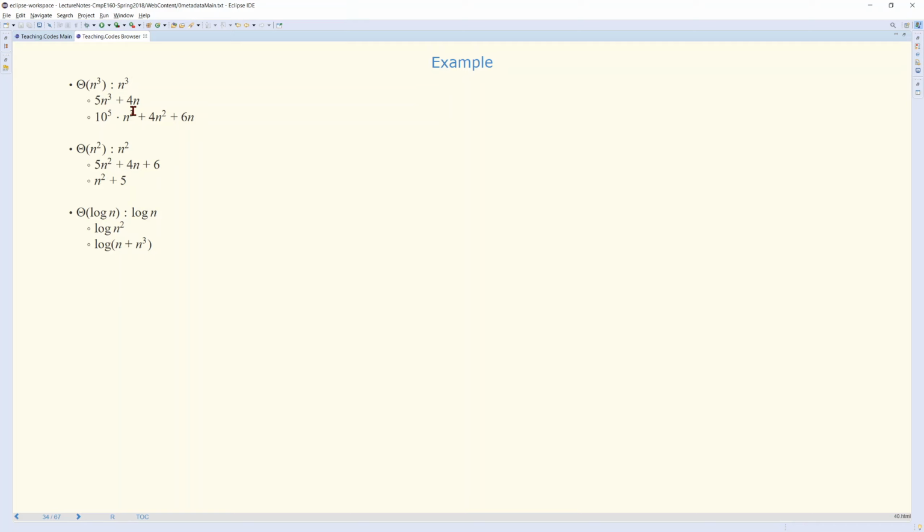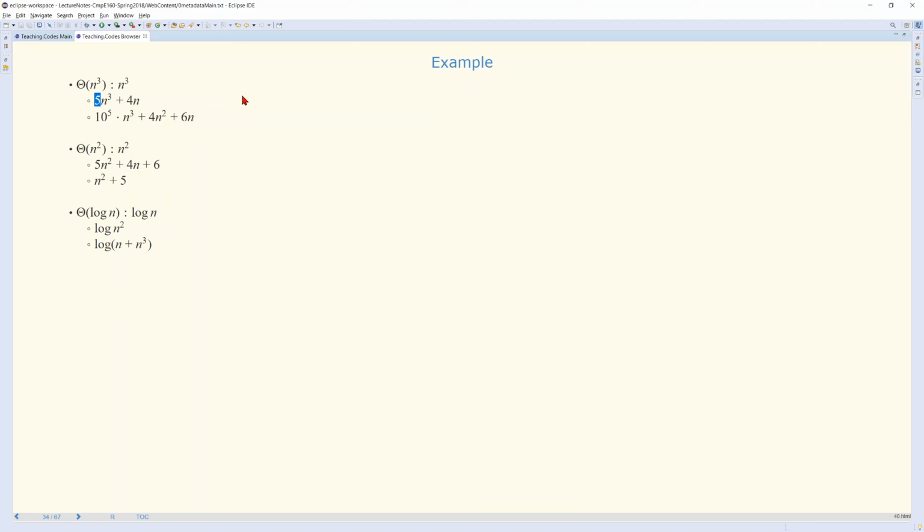looking at the term with the highest degree, which is n cube, and the factor in front, it's not important how large it is. The important thing is this factor is a constant value, so I can just discard it. So I don't care if it's 10 to the 5 or 5 or 1. These three methods all have complexity in theta of n cube. So these three methods are equivalent, we say, as n goes to infinity.